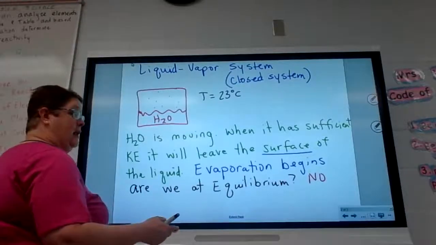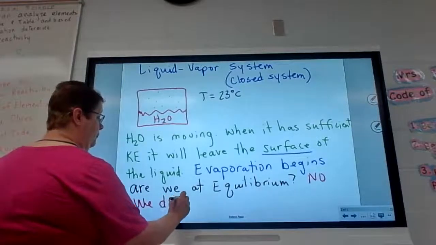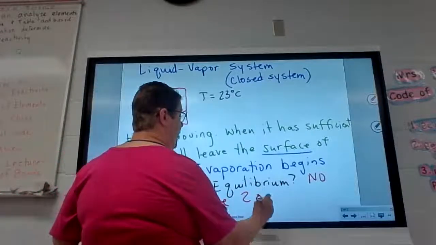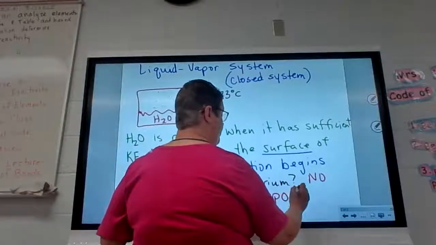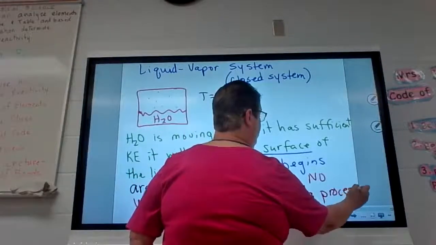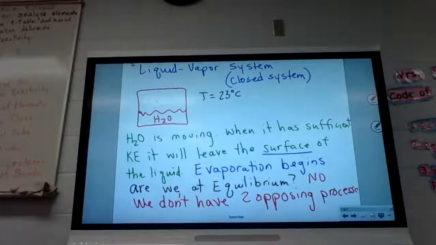All right, we're not at equilibrium because we don't have two opposing processes. We only have one process going on. We only have evaporation. There's no condensation occurring.